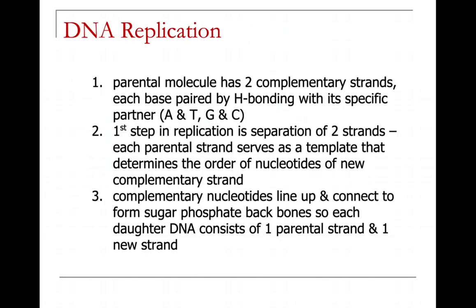So that parent molecule will have 2 complementary strands. Each of those base pairs is paired by hydrogen bonding with its specific partner. So in DNA, it's going to be A and T, or adenine and thymine, and guanine and cytosine, G and C. So the first step in replication is to separate these 2 strands. The parental strand will serve as a template to determine what order we're going to put those nucleotides in the new complementary strand. Those complementary nucleotides are going to line up. They're going to connect their sugar phosphate backbones and pair up so that that new daughter DNA is half old, half new.